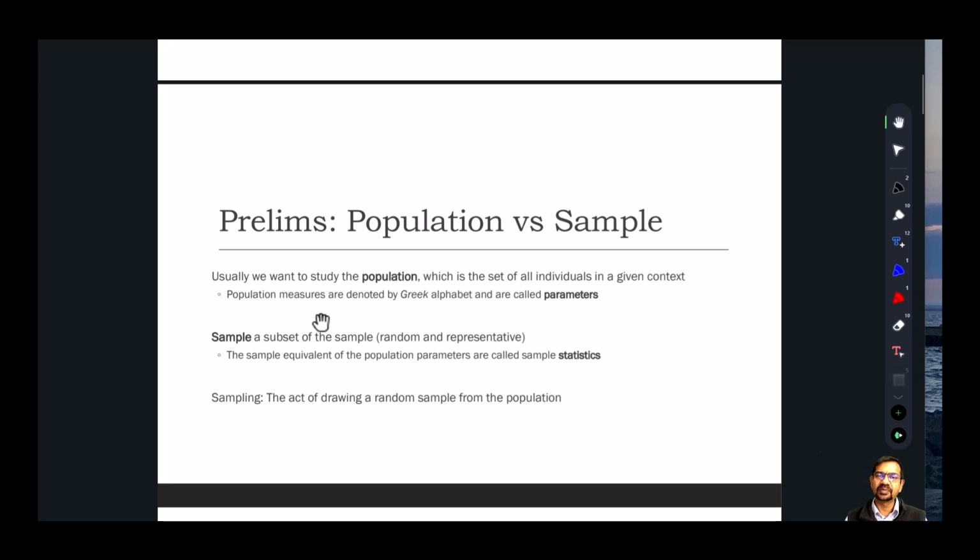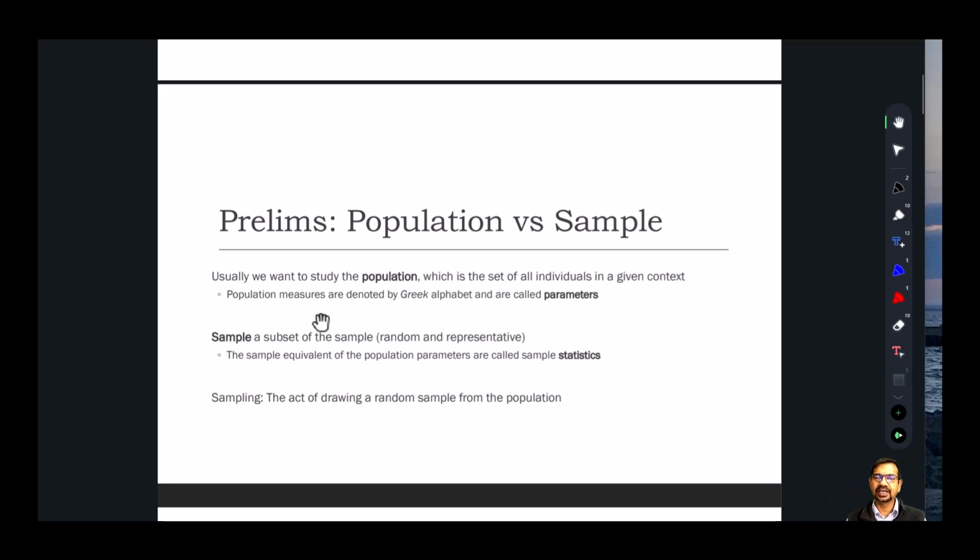So from the sample, we can proxy population mean by looking at the sample mean. For example, we can get an idea of the population standard deviation by looking at the sample standard deviation, and population proportion, which is the number of yes responses over total number of responses in the case of a yes and no kind of a question, by looking at sample proportion. So these sample measures are called statistics. So sample statistics are used to draw inferences about the population parameters.